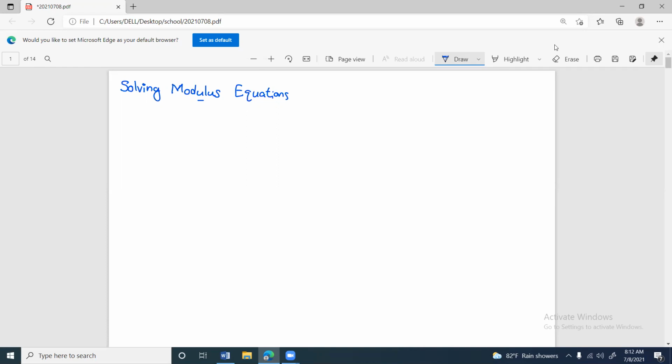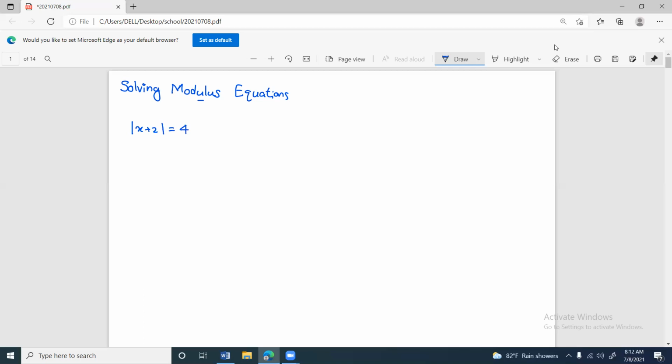Let's try to solve this equation. We have modulus of x plus 2 is equal to 4. There are two approaches we use to do this question. The first approach is a graphical approach, and the second approach is the numerical approach. From the graphical approach, we can get only an approximated answer. From the numerical approach, we can get the correct answer for this solution. Let's see how to do this kind of question.